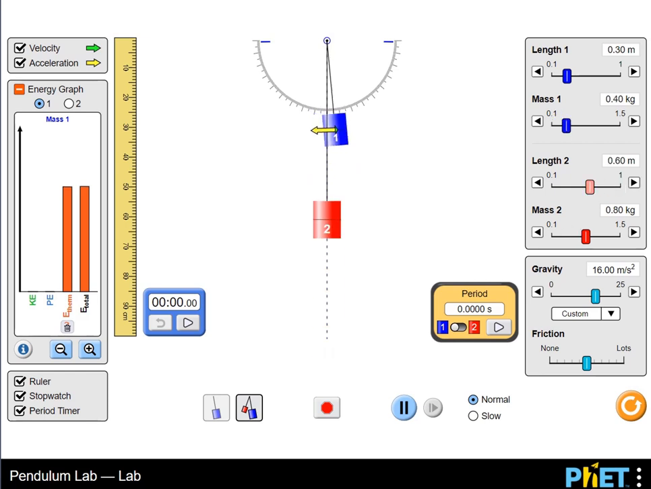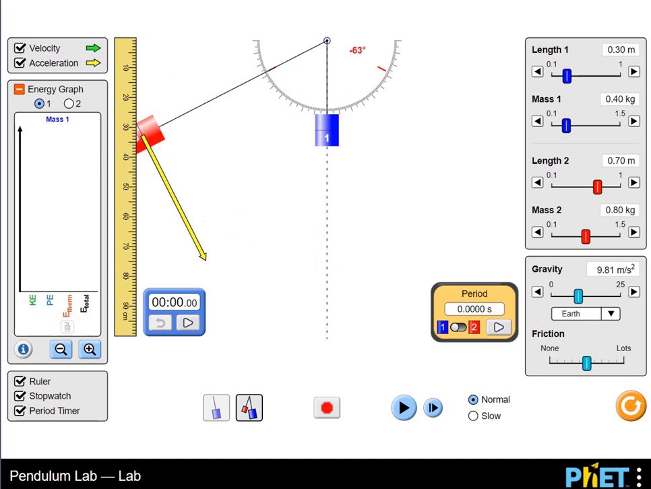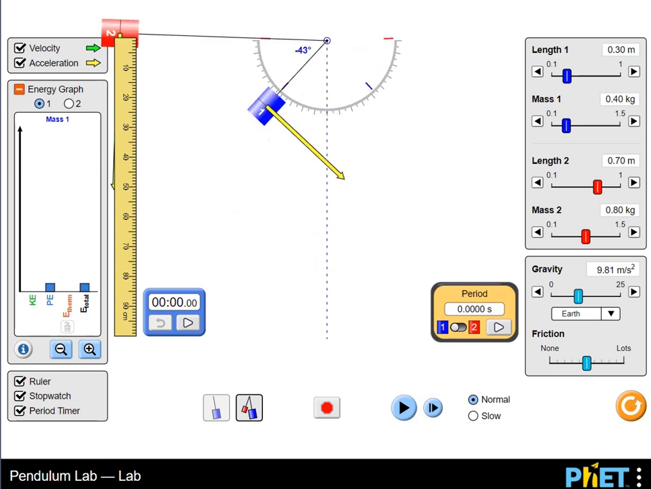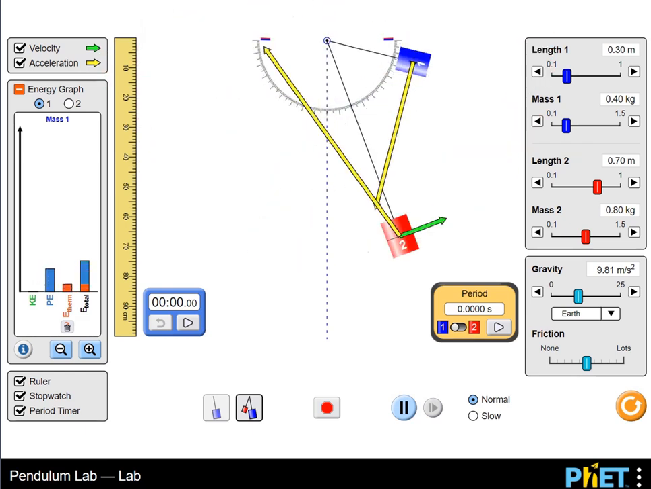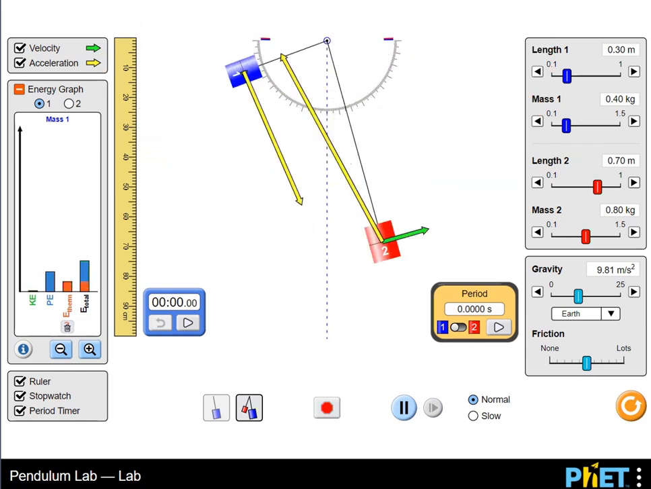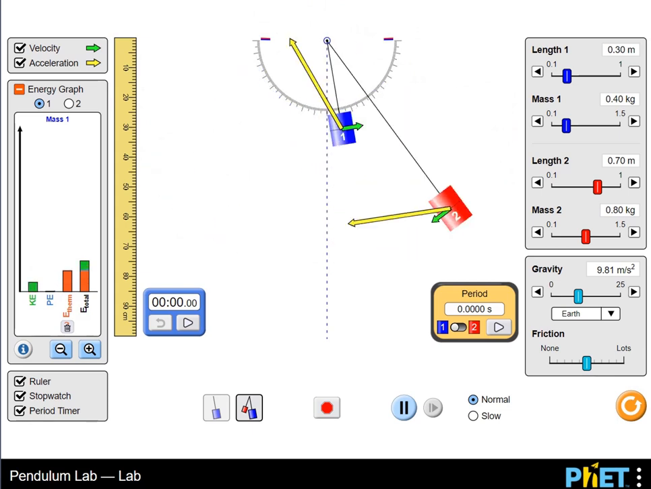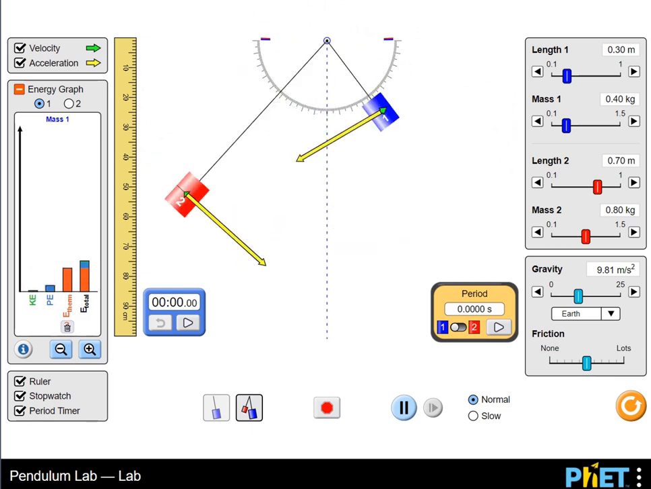You can customize all the inputs by selecting specific buttons on the settings for the simulator to experiment with different scenarios. You can lengthen the string of one or more of the pendulums, increase the mass, change the gravity based on the different planets, or alter the friction and watch what happens.